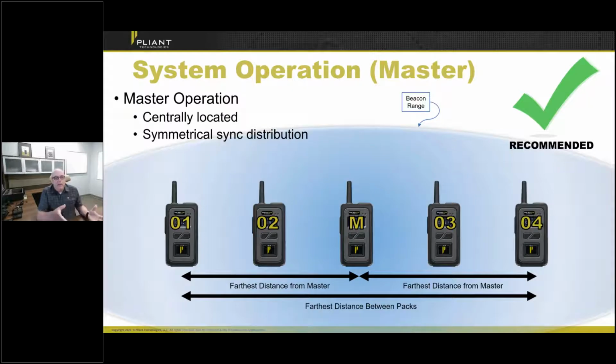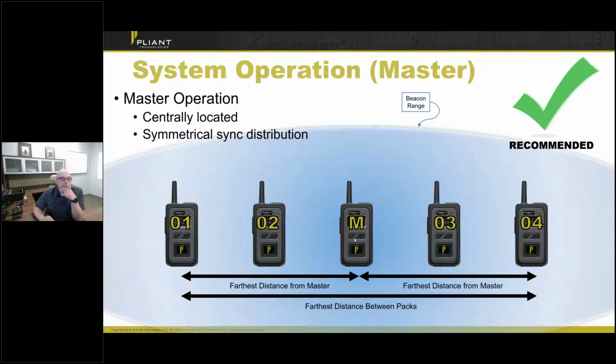And then keep all your remaining packs essentially symmetrical, meaning that they're in the best location based on that centralized master pack. So as you see in this particular example on the screen, you see the beacon, which is simulated by this oval, and you'll see that all the packs are within range of the master pack. And the farthest distance between any two packs, in this case packs 1 and 4, can still communicate to each other because they're both in range of the master pack.